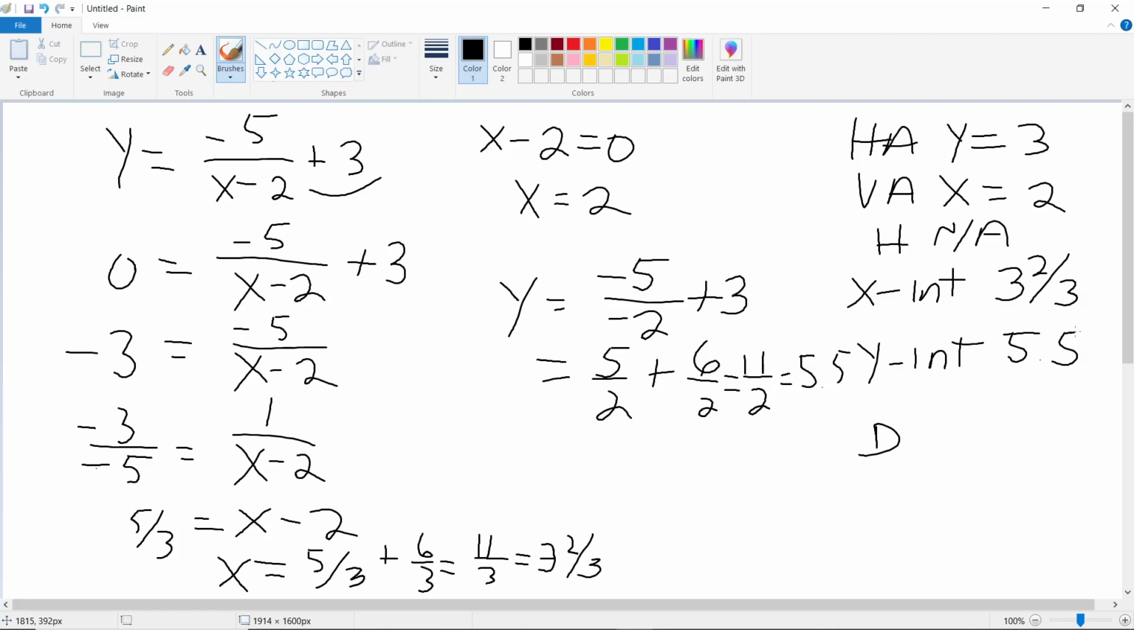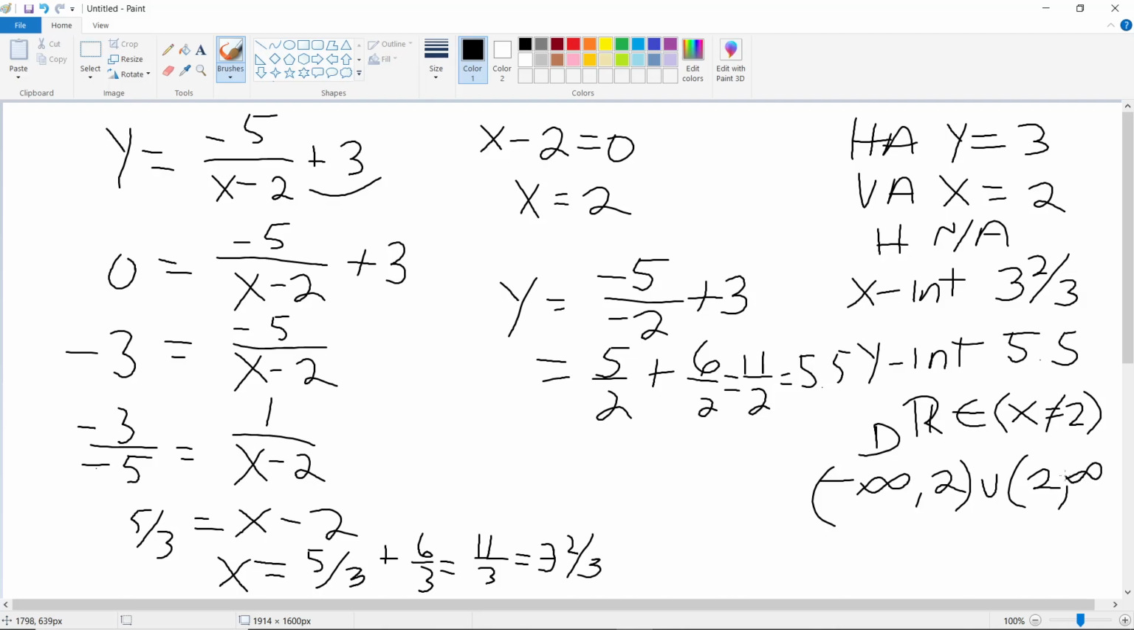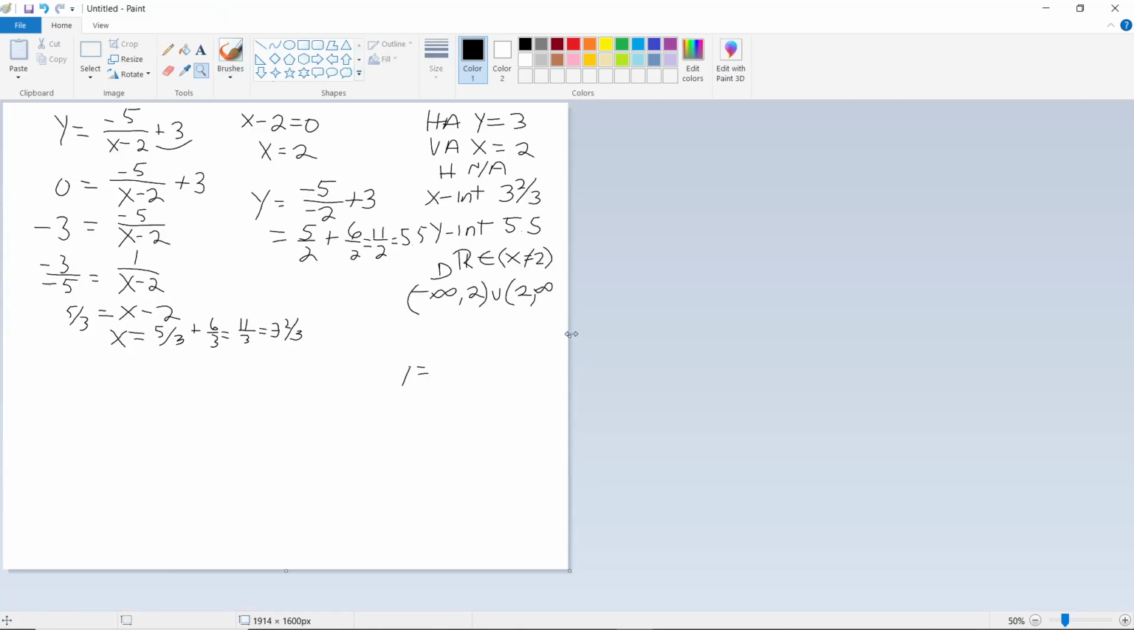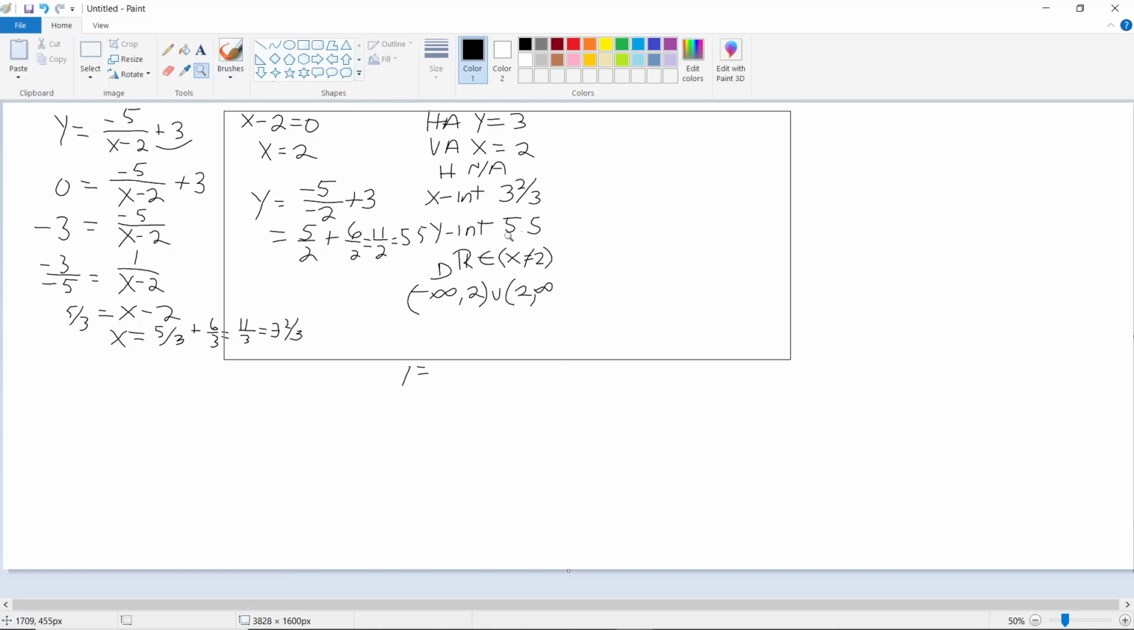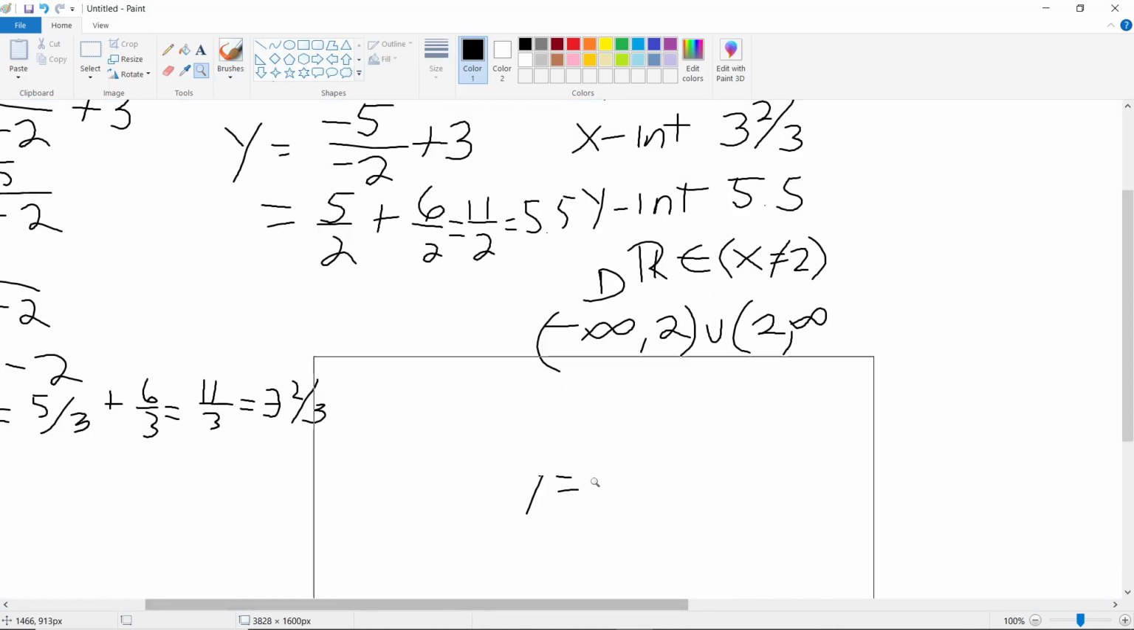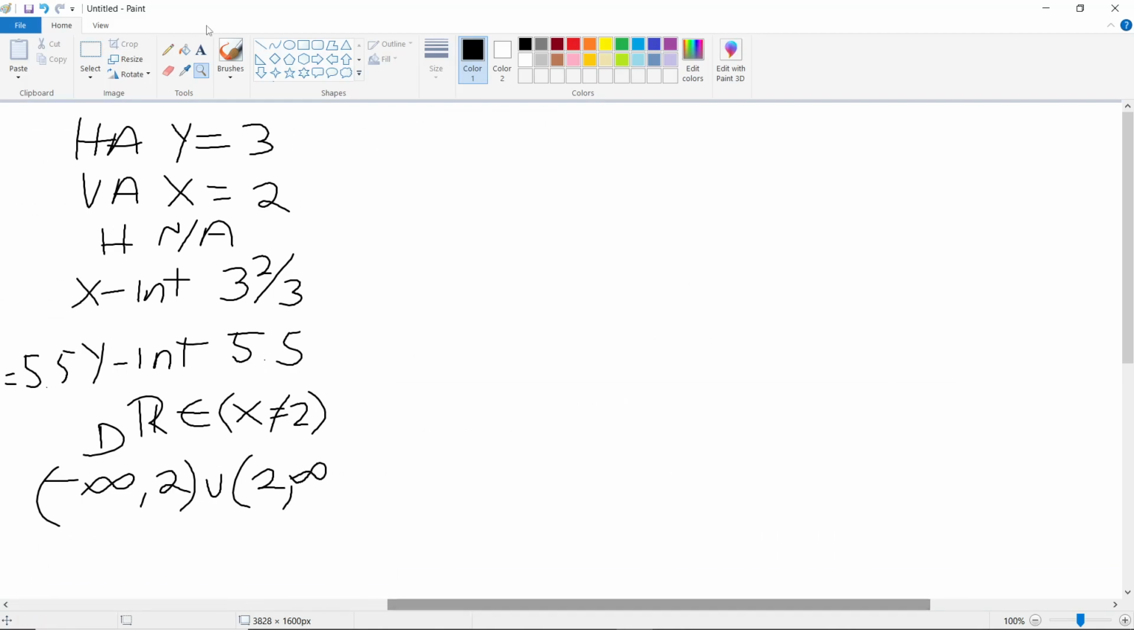Domain, everything except the vertical asymptote. So I can write it like this: all real numbers such that x does not equal 2, or in interval notation, -infinity to 2 in union with 2 to infinity. And now, let me give myself some more space here, and then I will graph it. I'll use all those facts to graph it.